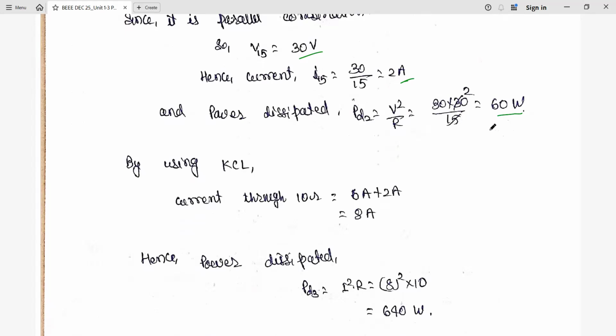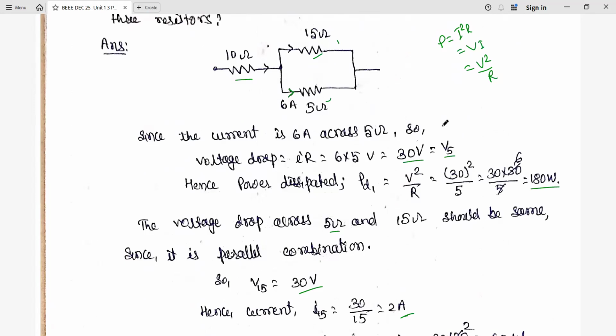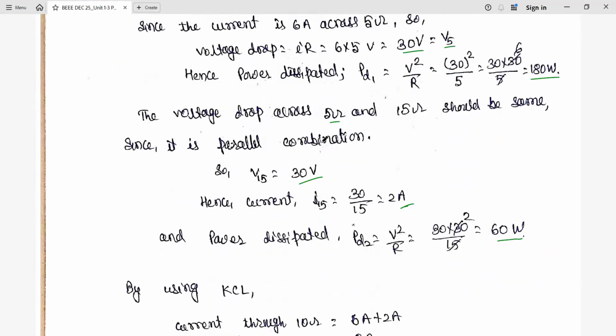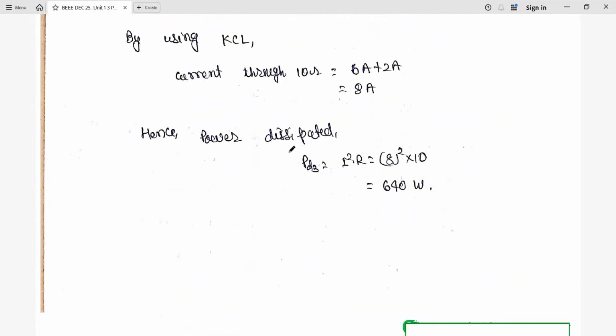Now we have the current across the 15 ohm, and the current across the 5 ohm is already given. So finally, by using KCL at this node, we come to know 6 amperes here and 2 amperes here. So incoming current equals outgoing current. So across this 10 ohm, the current value will be 8 amperes. So finally we got the current. So power dissipated, I squared times R. So 8 squared times 10, that is 640 watt. So like this, we are able to find the dissipated power.